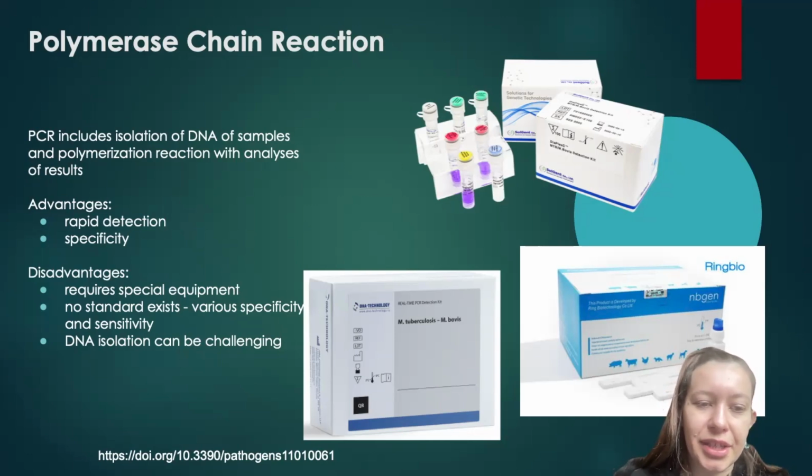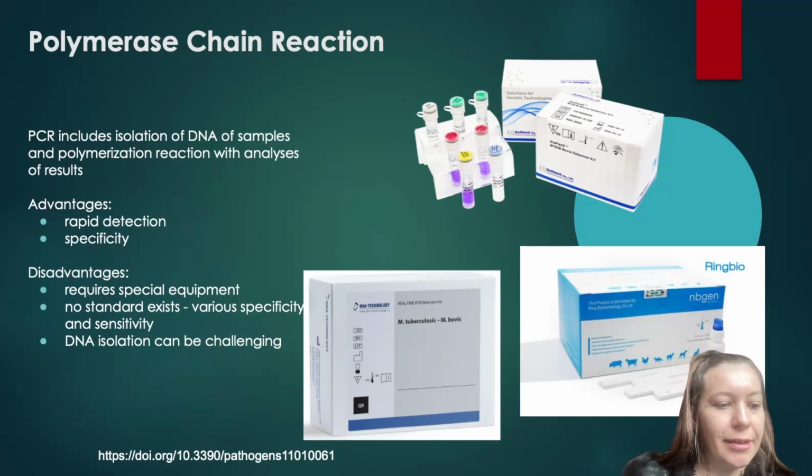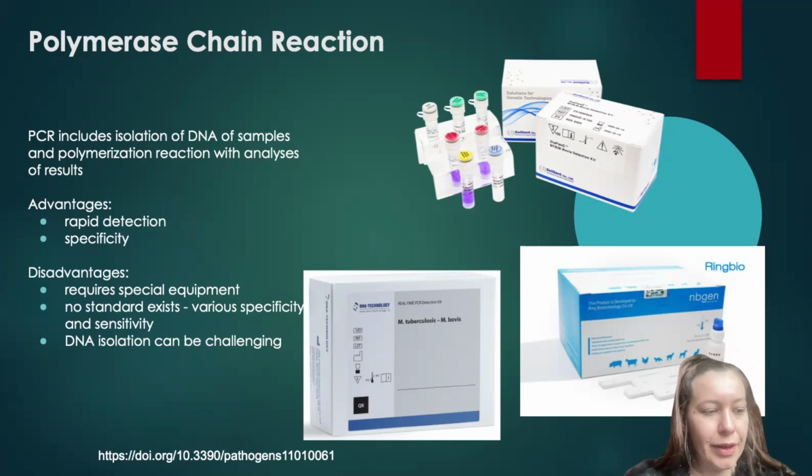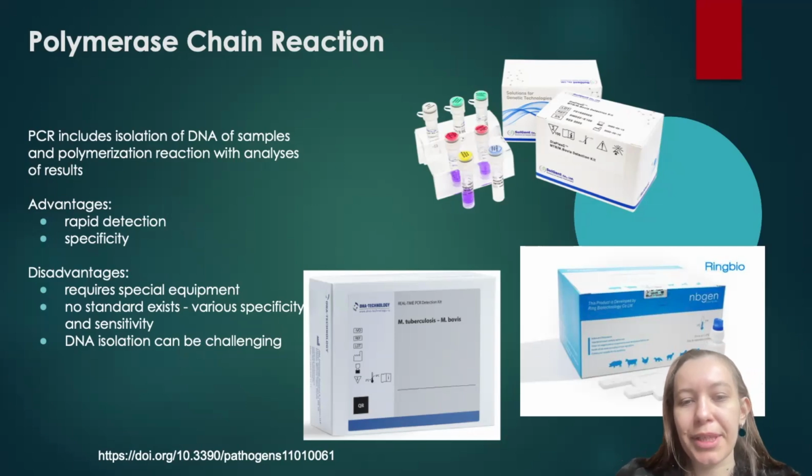Also, DNA isolation can be a difficult procedure because sometimes there are low concentrations of M. bovis cells in the tissue samples, and due to their complicated cell wall structure, DNA isolation can be difficult. Currently, there are several commercially available diagnostic kits for detecting M. bovis. Some of them can be seen on this slide.